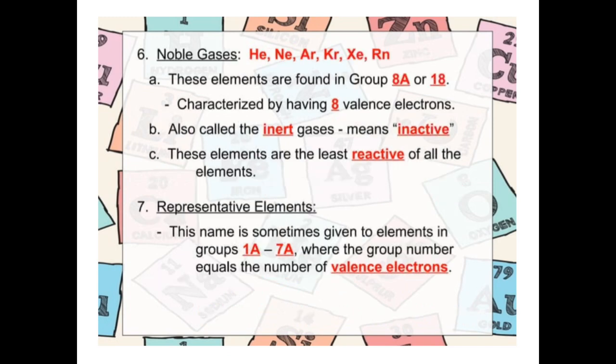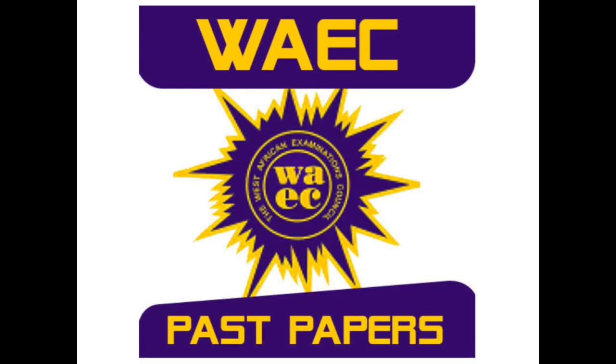Okay. Then another one is the noble gases. The noble gases are also called inert gases. Elements within this group are helium, neon, argon, krypton, xenon, and radon. They are the least reactive of all the elements present. So these are properties or descriptions of the periodic table.